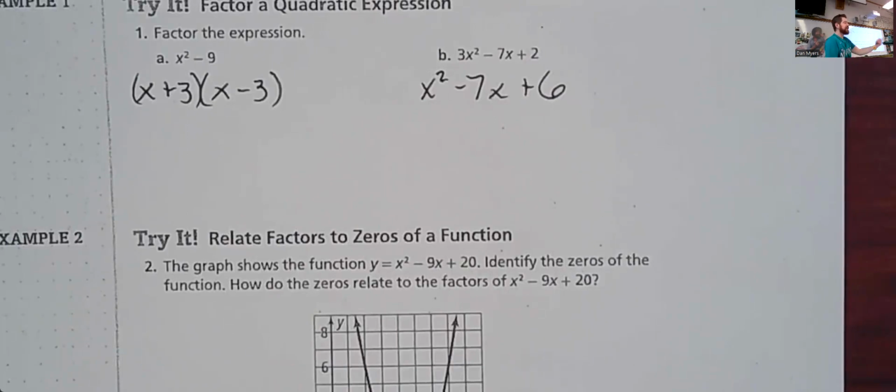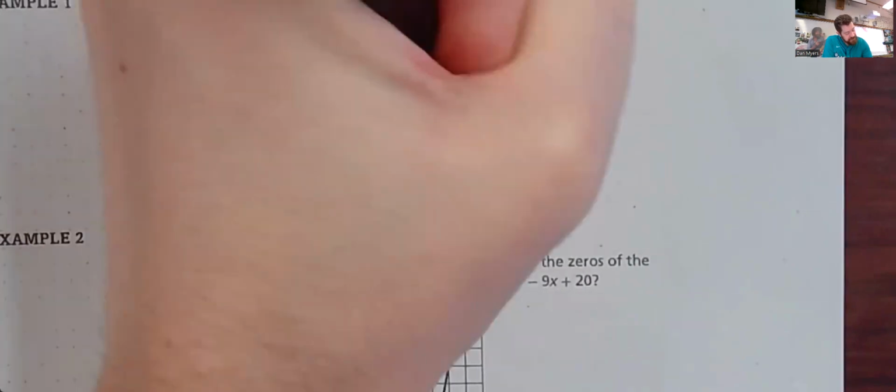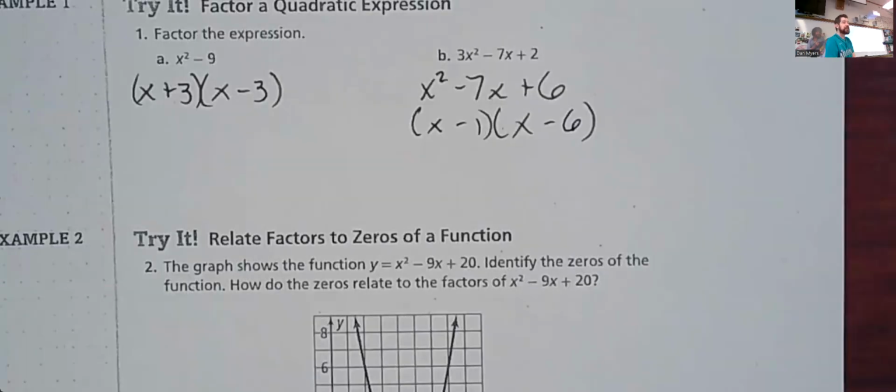If you multiply to a positive and add to a negative, what types of factors do you have to have? Both negative. Good. So two negative numbers that multiply to positive 6 and add to -7. Yeah, 1 and 6. So x minus 1 times x minus 6. All right, write that down.